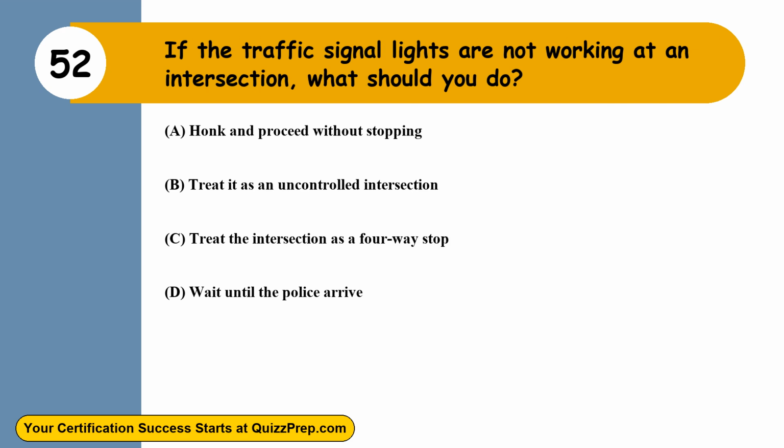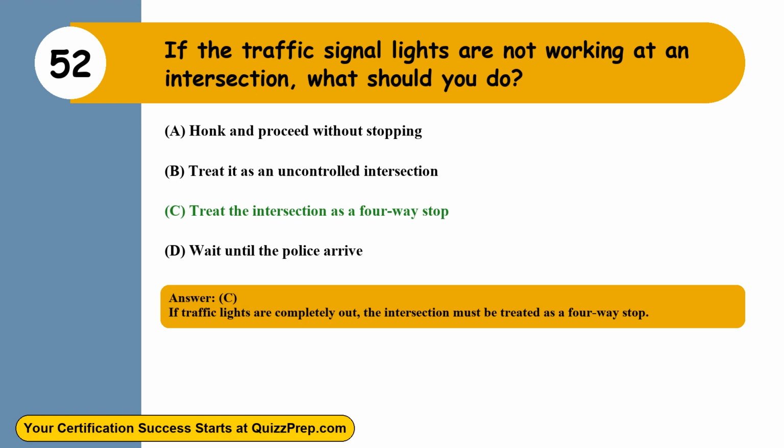Question 52. If the traffic signal lights are not working at an intersection, what should you do? Option A, honk and proceed without stopping. Option B, treat it as an uncontrolled intersection. Option C, treat the intersection as a 4-way stop. Option D, wait until the police arrive. The correct answer is option C, treat the intersection as a 4-way stop. If traffic lights are completely out, the intersection must be treated as a 4-way stop.